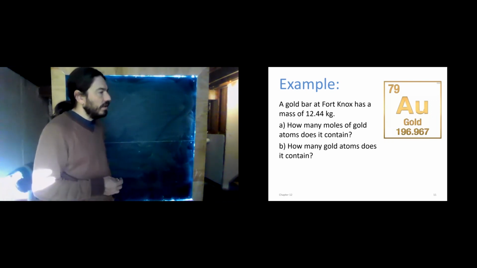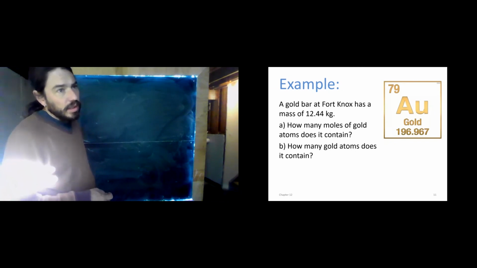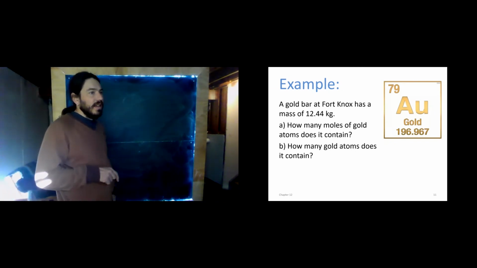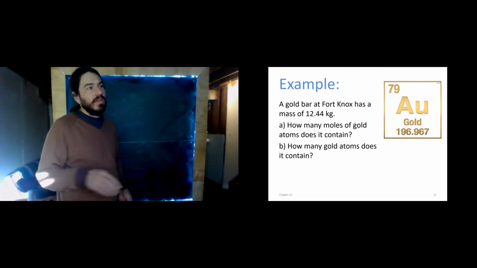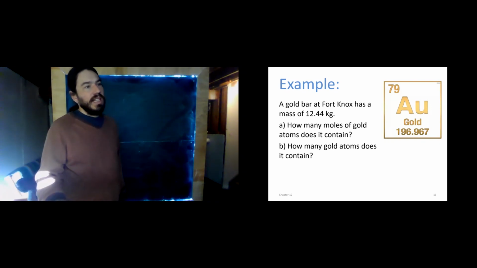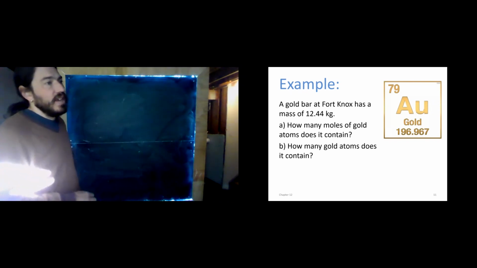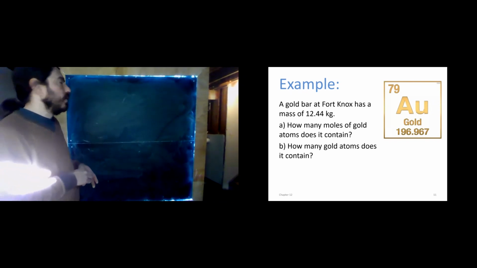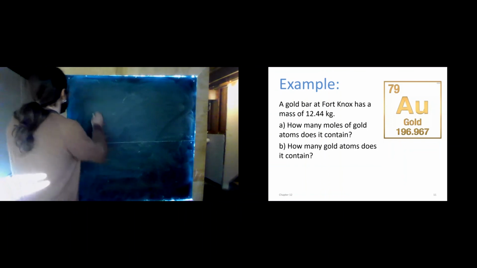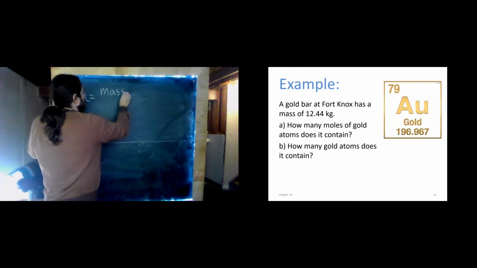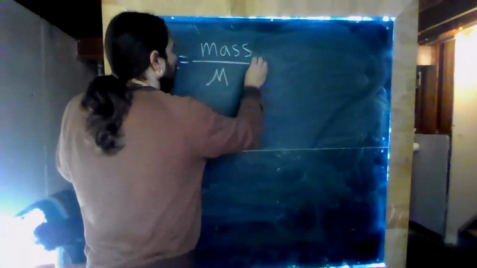Okay, well, the molar mass of gold is 196.967 grams per mole, right? So we can read that right off of the periodic table. And we have a total mass of 12.44 kilograms. So what we should do then is we should do this. N is equal to the mass divided by the molar mass, right?